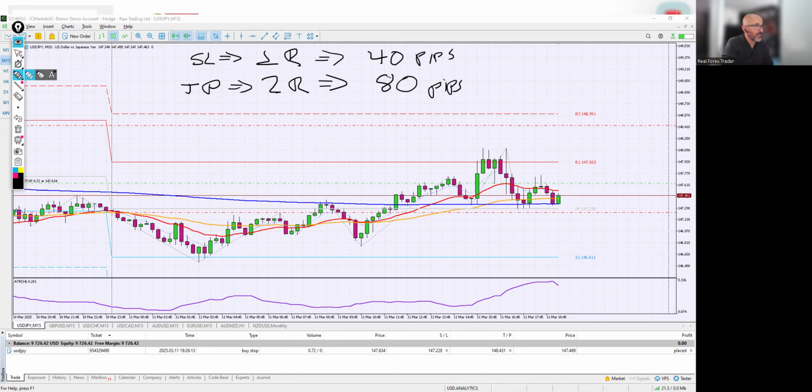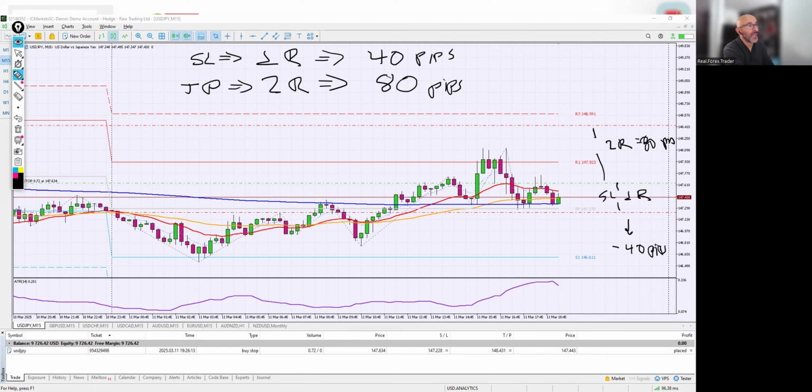What is that? Here, my stop loss is 1R. So I am risking 40 pips, right? 40 pips in order to make what? In order to make here a 2R that is 80 pips. And everything was calculated. Is anything here based on speculation? No, everything is following rules.